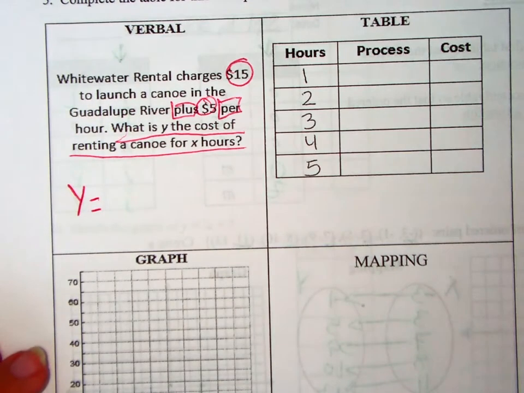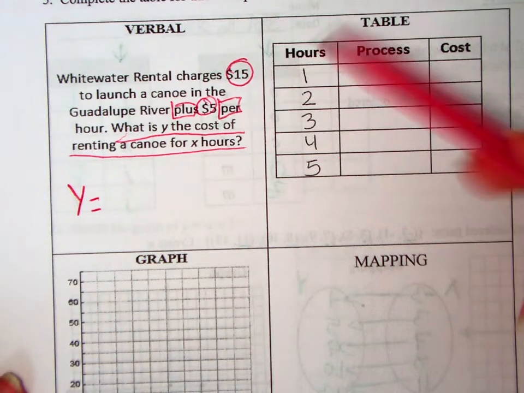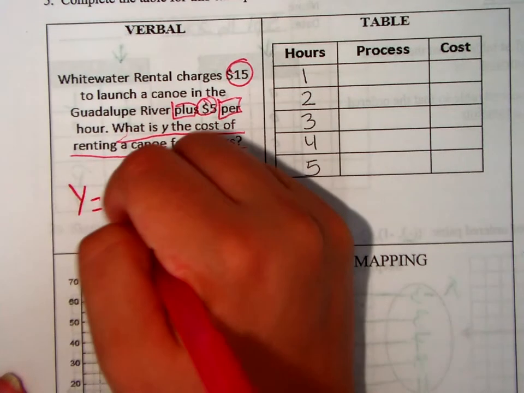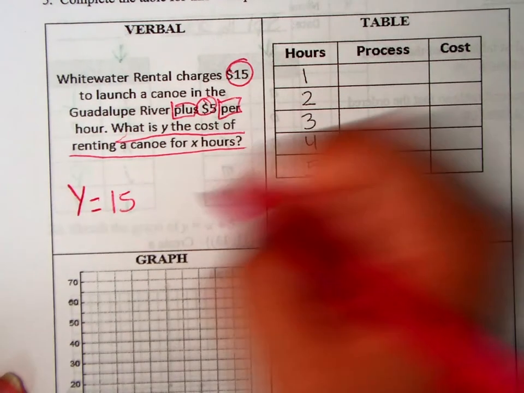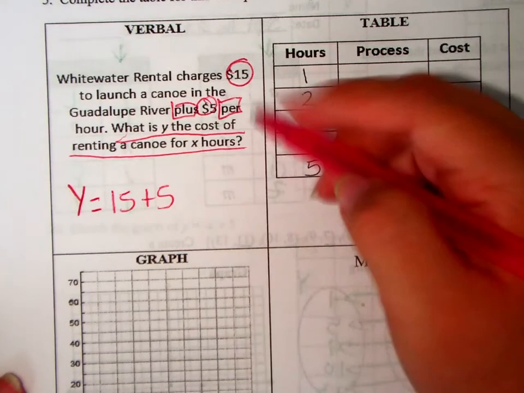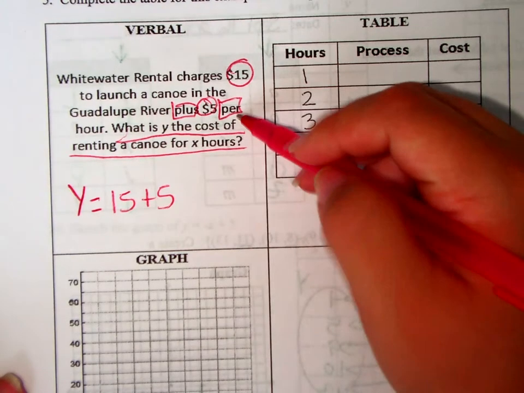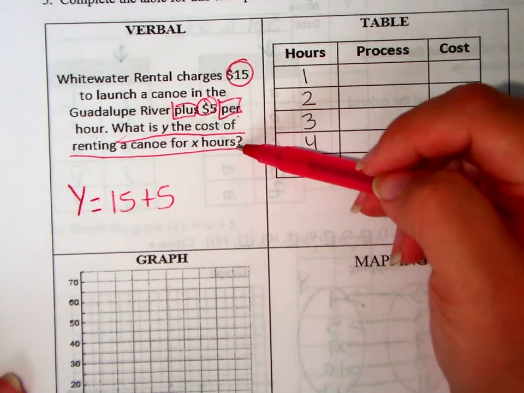What's the first number? 15. And then it says to do what to that? Add 5. What does per mean? Multiply. Multiply per hour, but what are we using for hours? X. Good, so 5x.